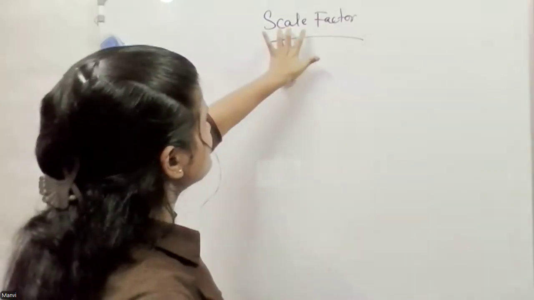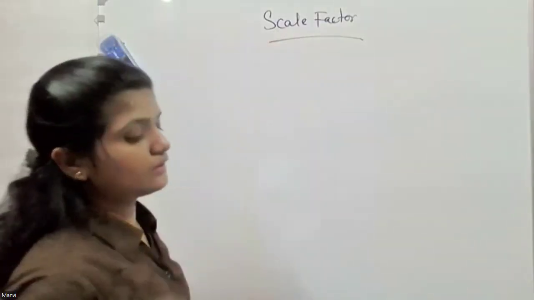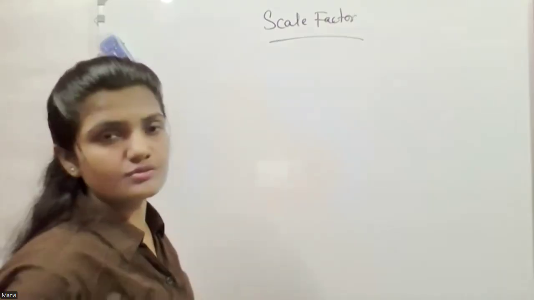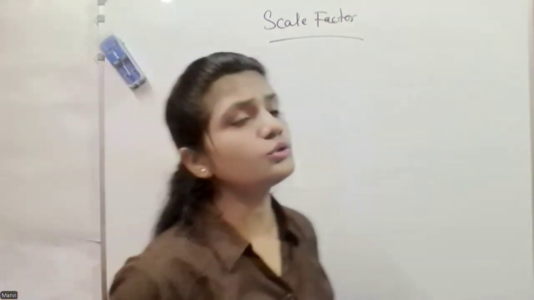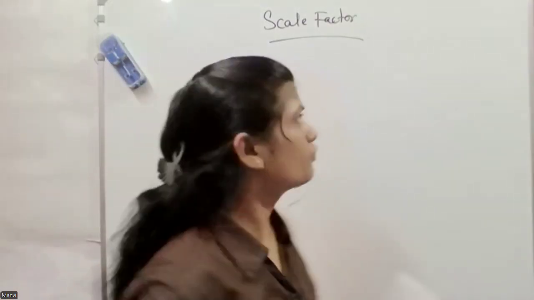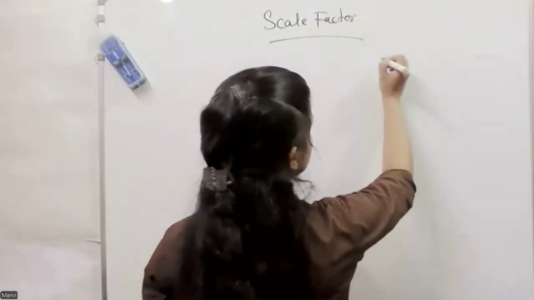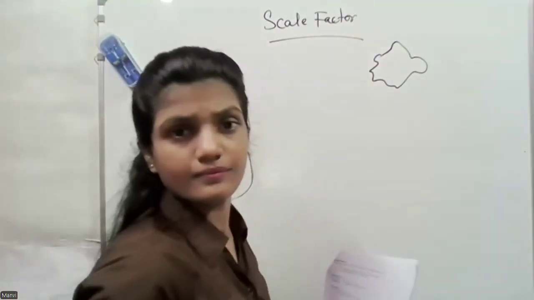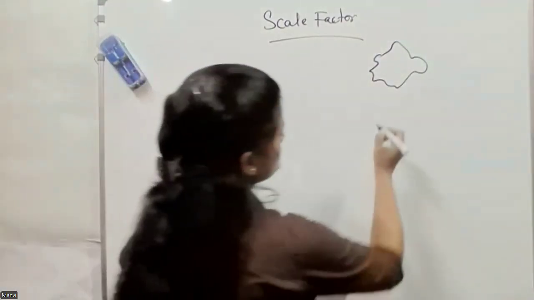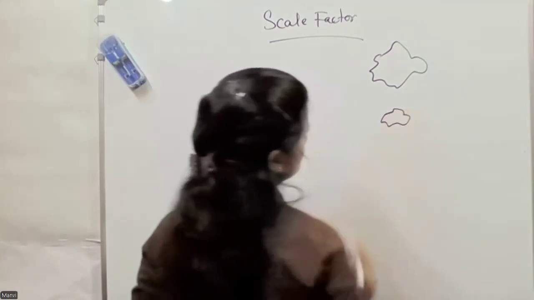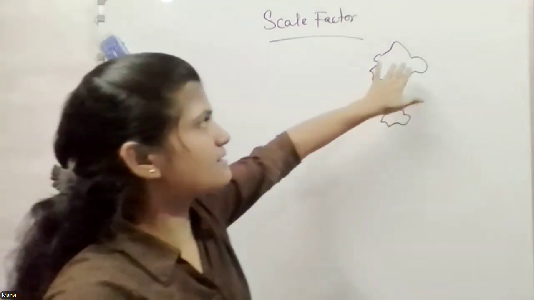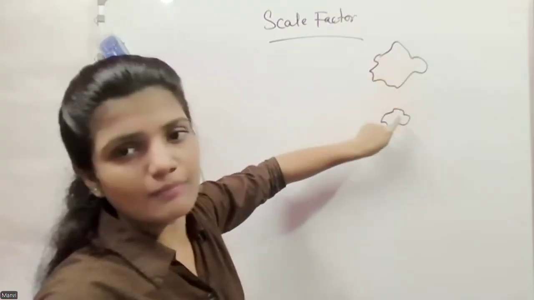Here, Kavya, this scale tells us how much a shape is enlarged or reduced. For example, this is the map of your city, and this is the map of your country. If I represent the map this way, that this is the map of your city and this is the map of your country, is it correct?